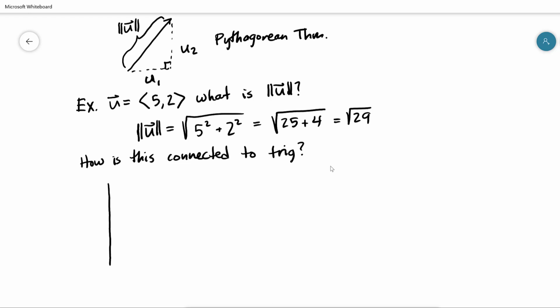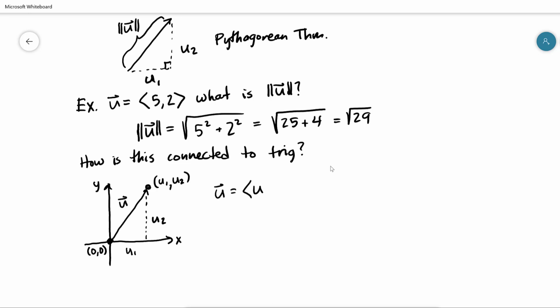So if I've got my vector u right here, and that vector has components u1 and u2, then this point, the terminal point, if I put the origin, or the initial point at the origin, and I put the terminal point up here, then vector u matches the terminal point, right? The coordinates of the terminal point, if the initial point is 0, 0, are the same as the two components of u, u1 and u2.